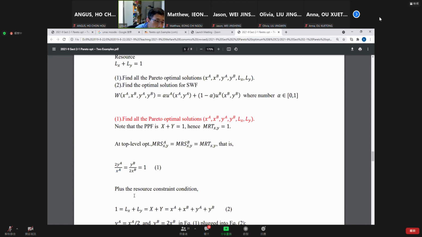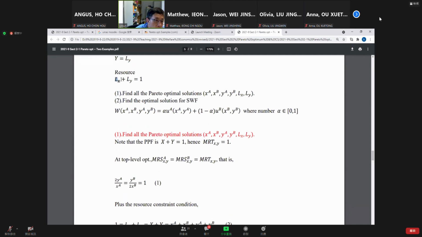And also, we have some resource constraint. The resource constraint is formulated in terms of labor. We have so much labor, and how much we use as input for producing X, how much to produce Y. But let's restate this constraint in terms of goods. Lx equals X, but X equals how much we give to Alice and how much we give to Bob, both of good X. So therefore, X equals XA plus XB.